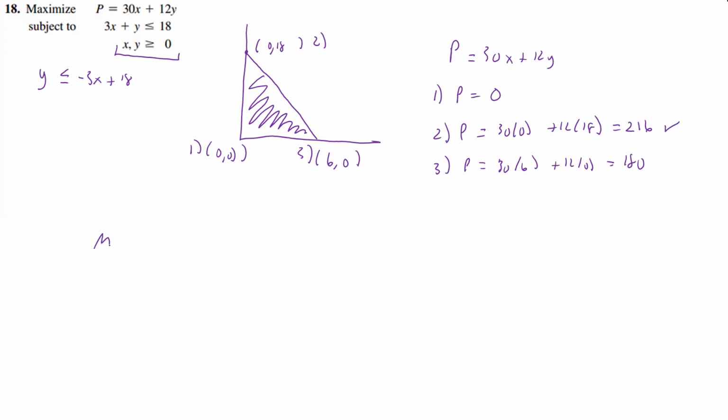So the solution is the max P is equal to 216 at the point 0, 18. Now, if they asked for the min value, that would be 0, but they ask what is the max, and so that's what we have for our solution. This is how we work these graphically. We plot the inequalities, find the feasible region, find the corner points, plug the corner points back into our maximize or, in case, minimize function, and then see which one fits the bill. So in this case, the 216.